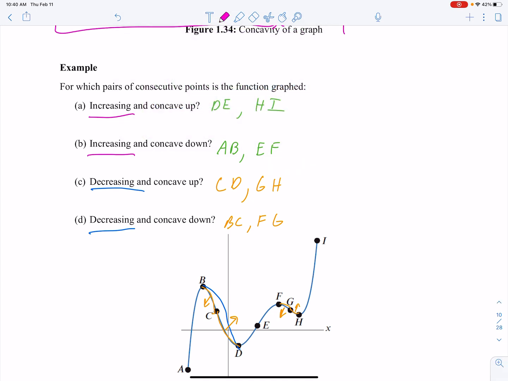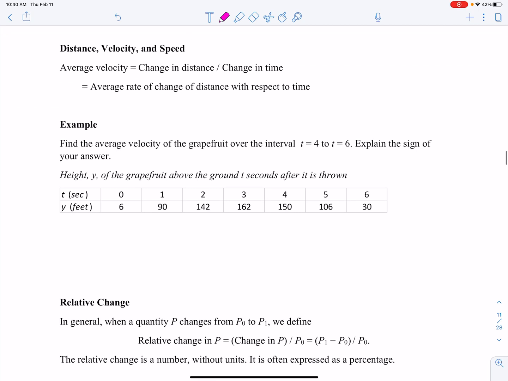Alrighty, moving on here. Okay, distance, velocity, and speed. Average velocity equals the change in distance over change in time, right? So velocity, we understand as speed. That's what we normally talk about. Like, think about when you're driving down the road, you're looking at your speedometer, and that's telling you miles per hour, right? Distance per time. Okay? All right, so here's an example.